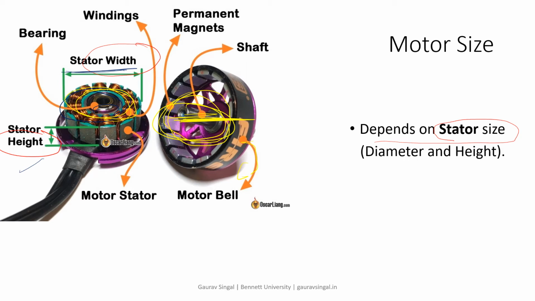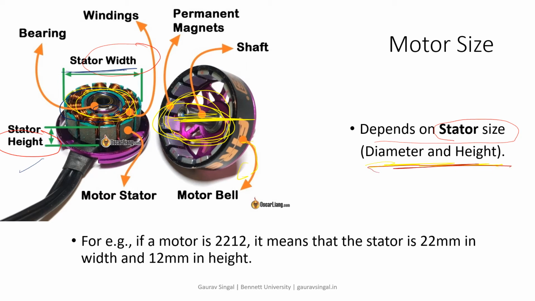So motor size depends on two parameters, diameter and height, basically the stator diameter and height. For example, I'm just telling you the meaning of the four numbers. If a motor number is 2212, it means the stator is 22 millimeter in the width.